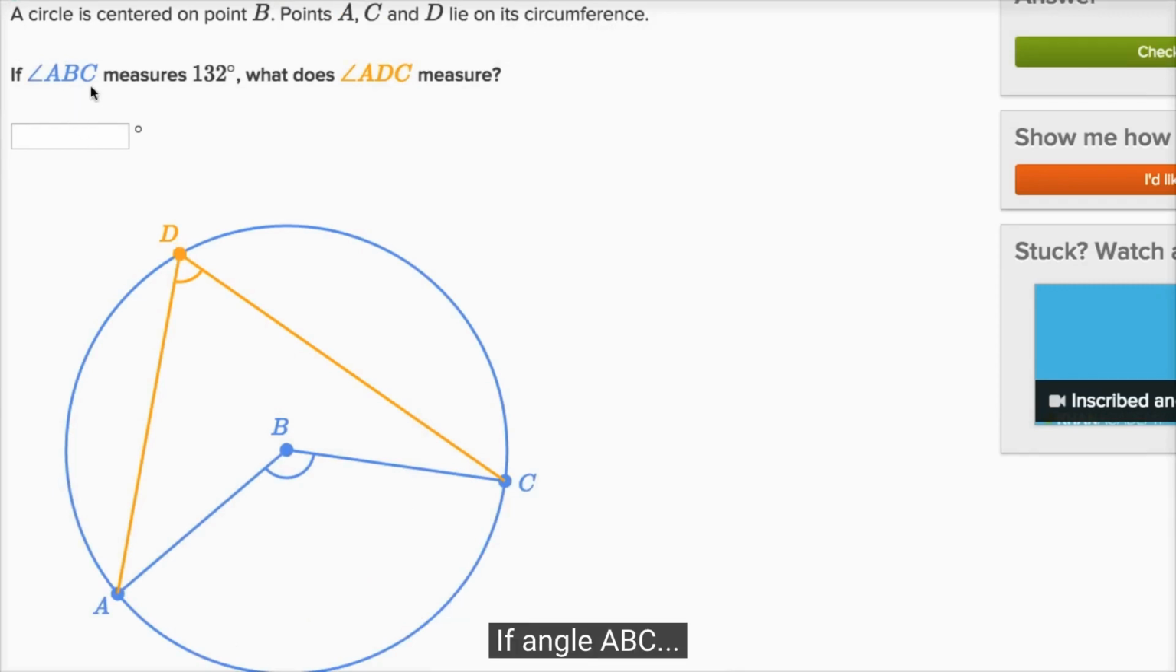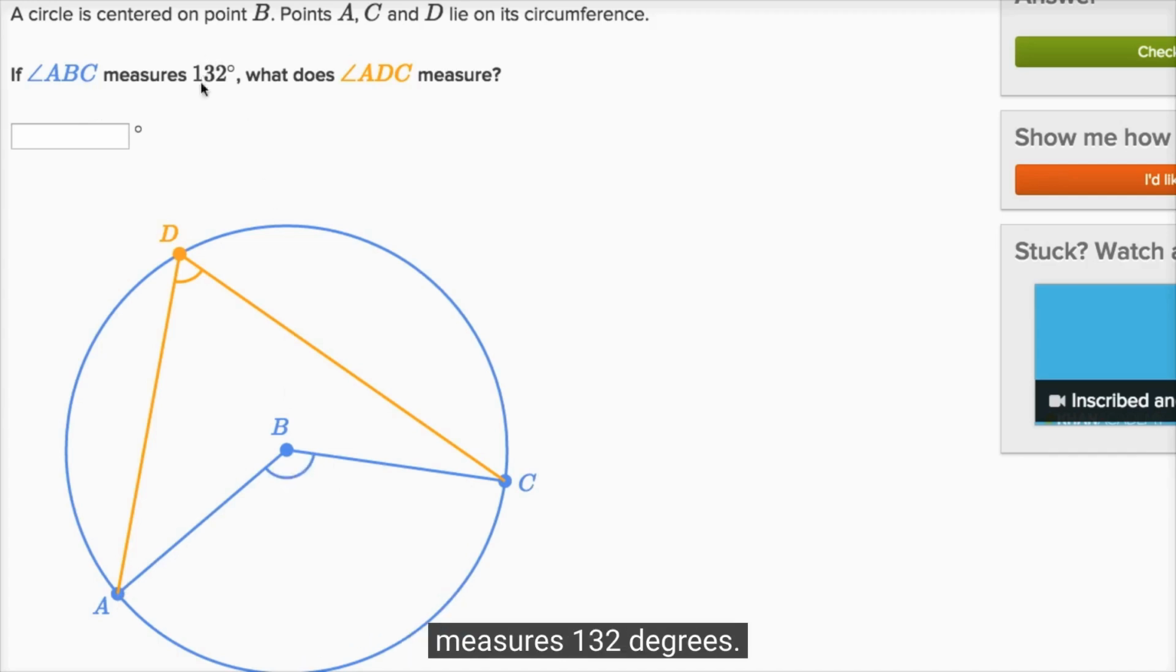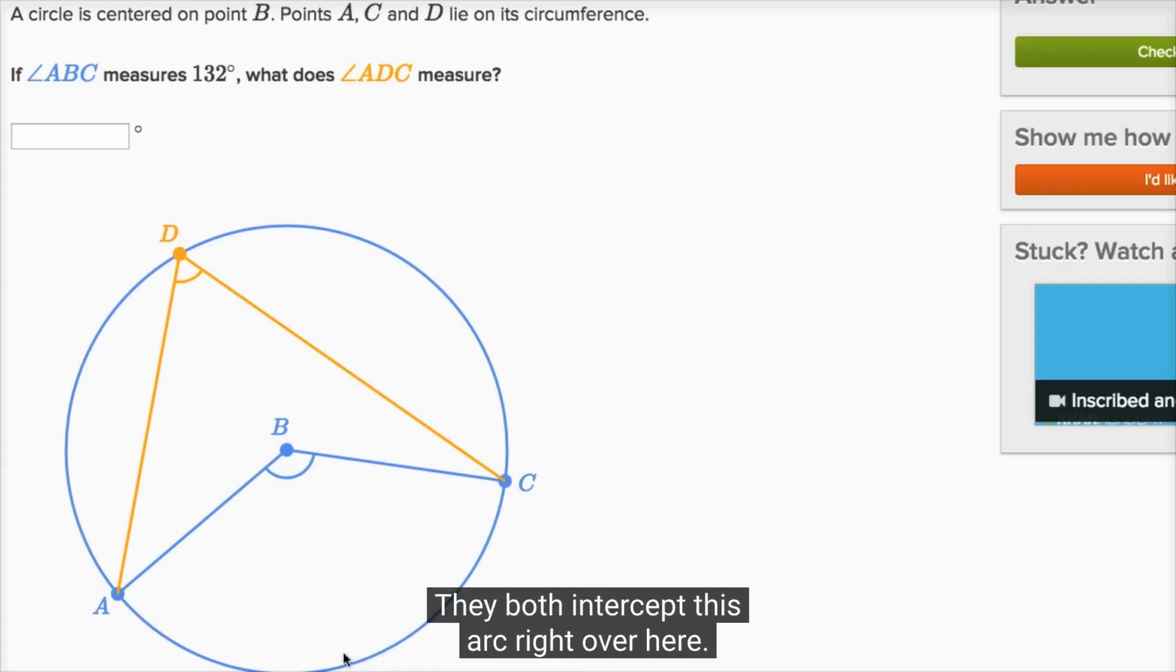If angle ABC, so that's this central angle right over here, measures 132 degrees, what does angle ADC measure? So let's think about how these are related. ABC is a central angle. ADC is an inscribed angle, and they intercept the same arc, the arc AC. They both intercept this arc right over here.